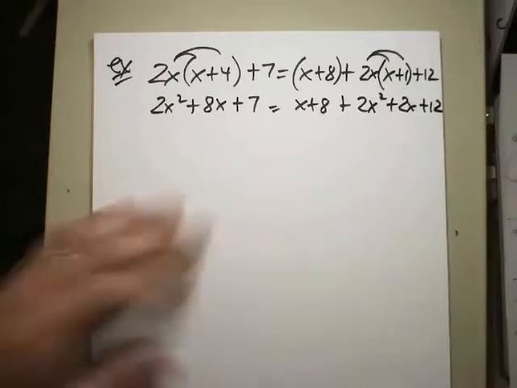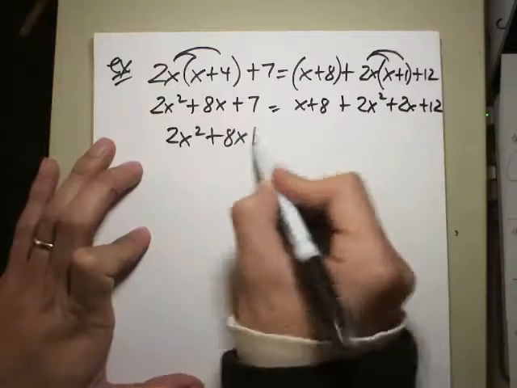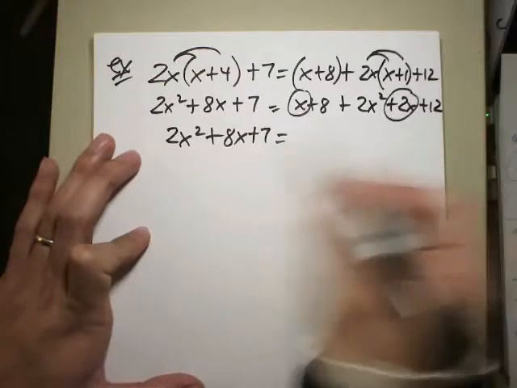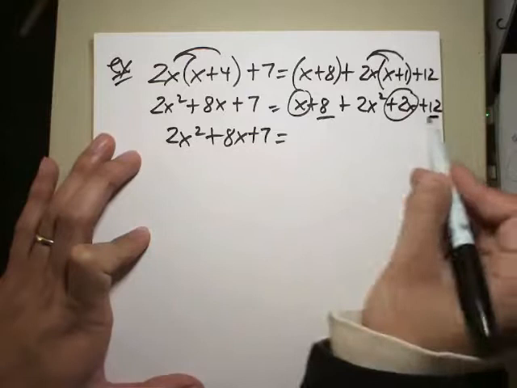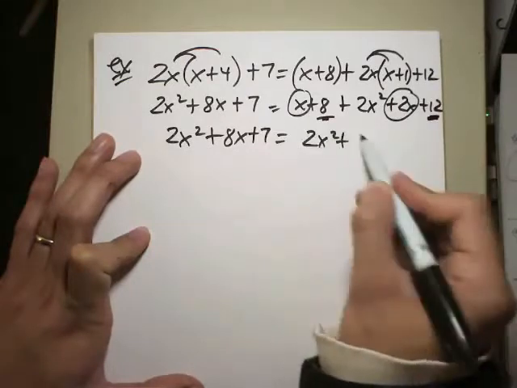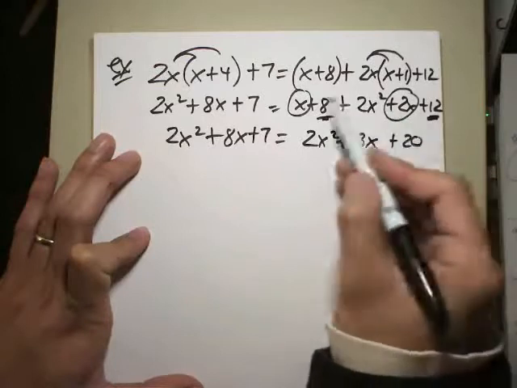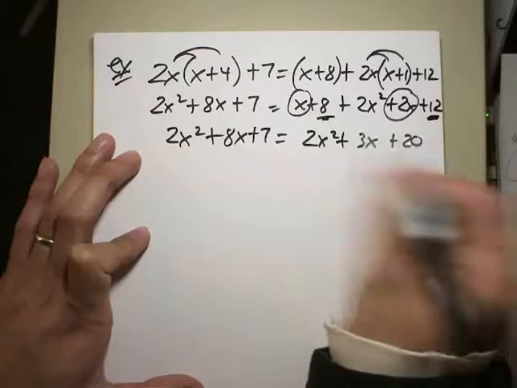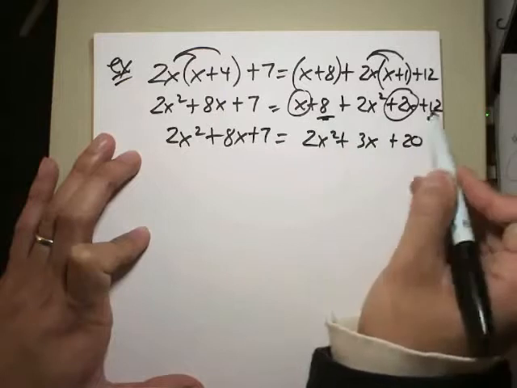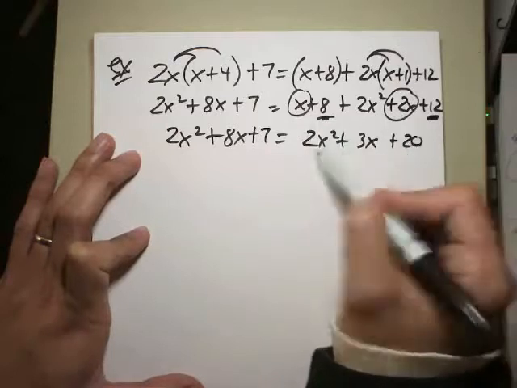Next step, I try to combine like terms if I can. On the left-hand side, there's nothing to be combined. On the right-hand side, I notice I have the x terms, so I combine them together. I have the constant terms that I can combine, so I end up with 2x squared plus 3x plus 20. Notice that when you look at the term, you also look at the sign in front of the term. This is positive 8x, that's positive 12, so that's how I get 20. This is positive x, that's positive 2x, that's how I got 3x.